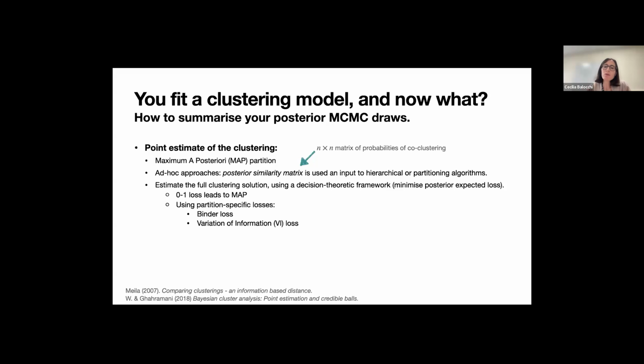There are various approaches. Maybe one that you're familiar with is the finite mixture model, where you essentially fix the number of clusters to a finite number, run it for different values, and then choose the best one based on Bayes factors and information criteria.